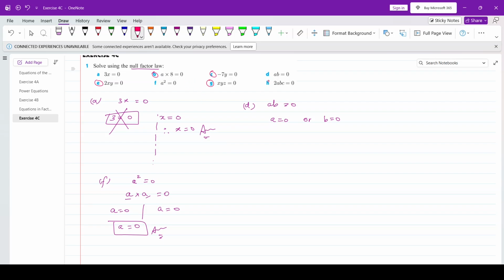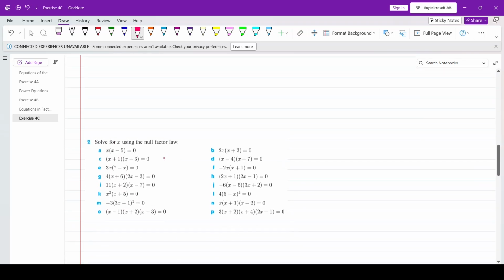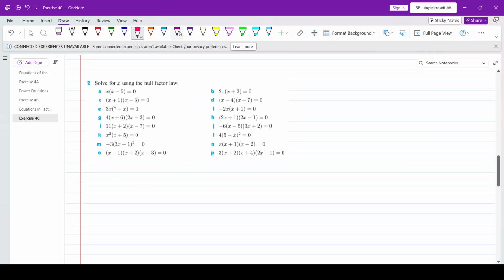Similarly, these two are for you to do on your own. Let's go to the next question. Solve for x using the null factor law. I'll solve only some questions, others are for you to do on your own.